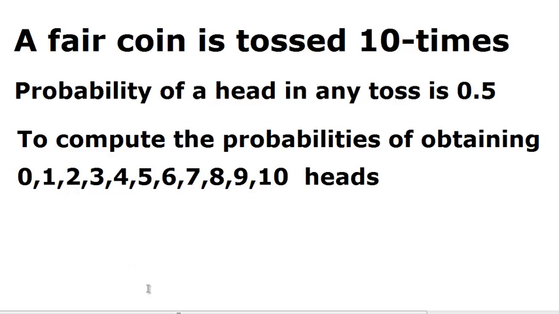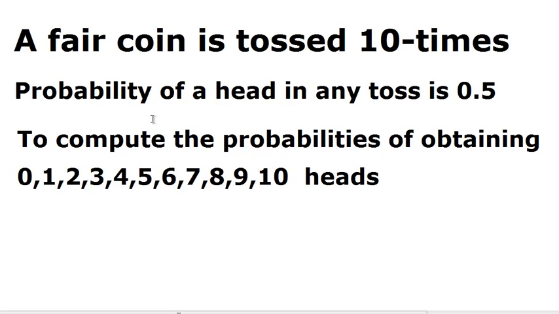So we are looking at a scenario here that a fair coin is tossed 10 times. With a typical coin, the probability of a head in any toss is how much? 1/2 or 0.5.